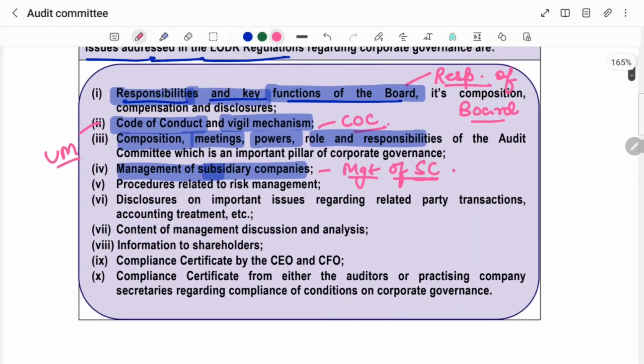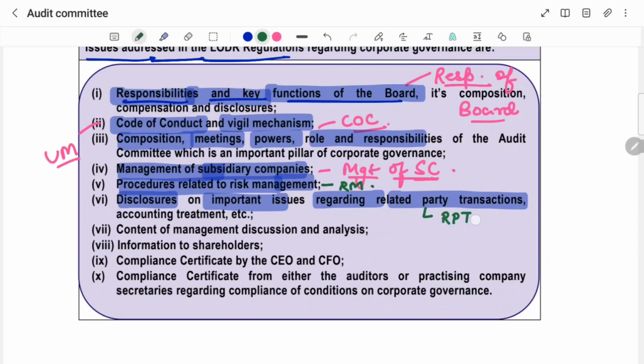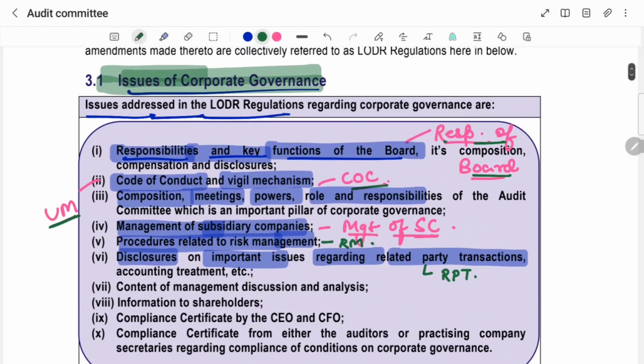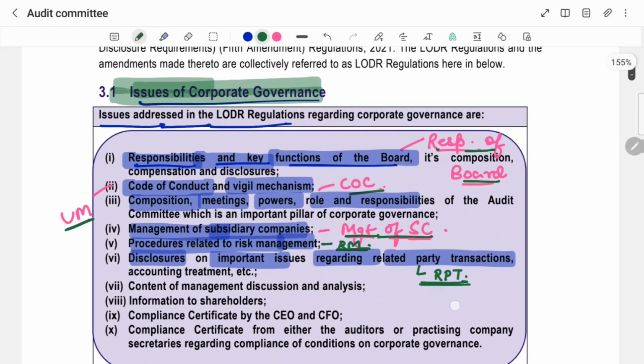The fourth point is procedures related to risk management, and disclosures on important issues regarding related party transactions. If you summarize these 2 points, the first is related to risk management, that is RM, and the second is related to RPT, that is related party transactions. Now if we summarize all the 6 points, there was responsibility of board, then the COC, then vigil mechanism, then management of SC, RM which relates to risk management, and RPT, that is related party transactions.